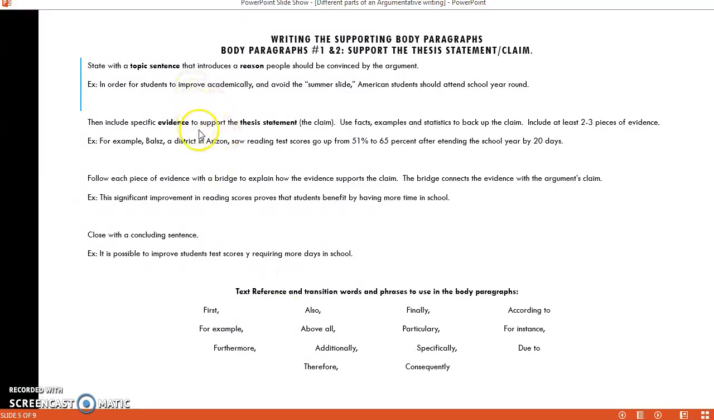You give a reason, support it with evidence. Remember, this says at least 2 to 3 pieces of evidence. Have your bridge, and then close it. Here are some reference and transition words that you can use when you're writing your body paragraphs.